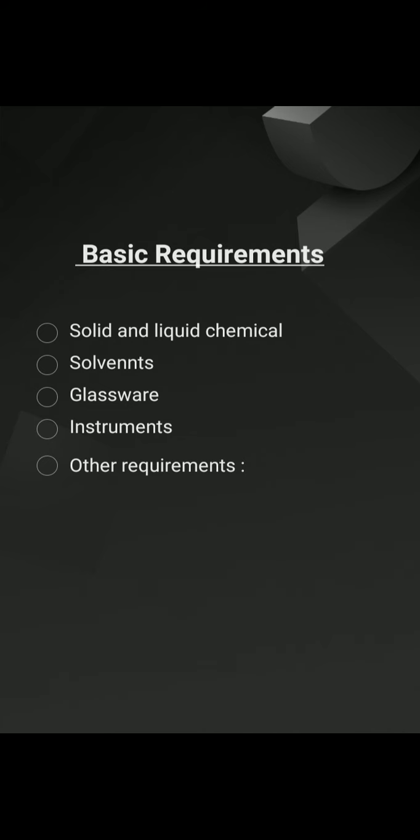Number 3 is glassware. Conical flask 100 ml, beaker 1000 ml, measuring cylinder 500 and 100 ml, volumetric flask 100 ml or 1000 ml, funnel and glass rod, and desiccator. Number 4, instruments. Physical balance and analytical balance, hot plate and magnetic stirrer. Number 5, other requirements. A wet box, rubber gloves, and safety spectacles.